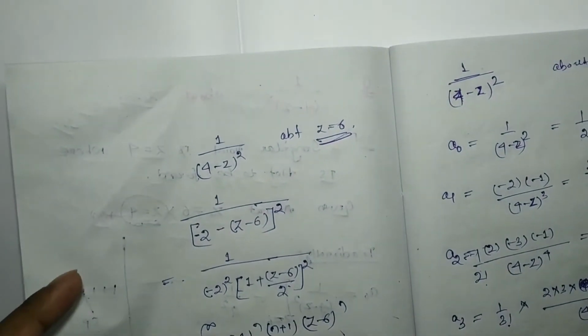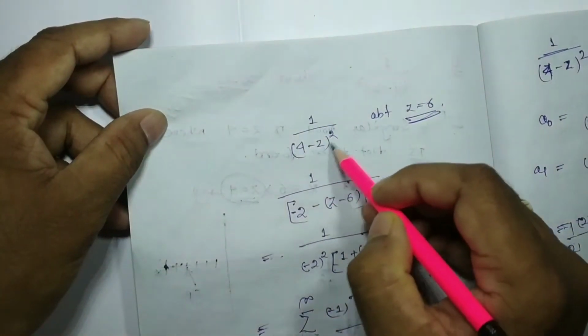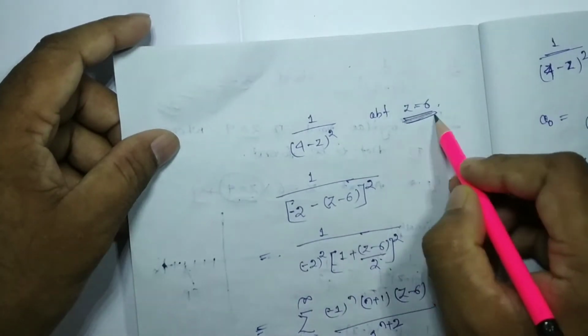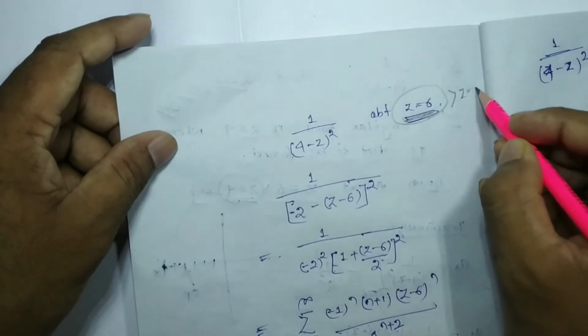Now we are going to find it in summation format. Here 1 by (4 minus z) square has been given. We have to find the Taylor series about z equal to 6, which is greater than that of the singular point z equal to 4.